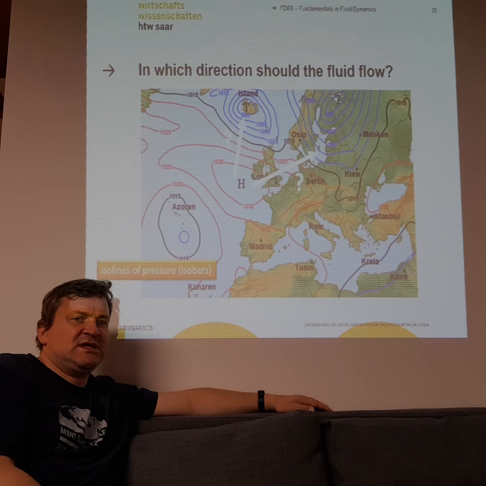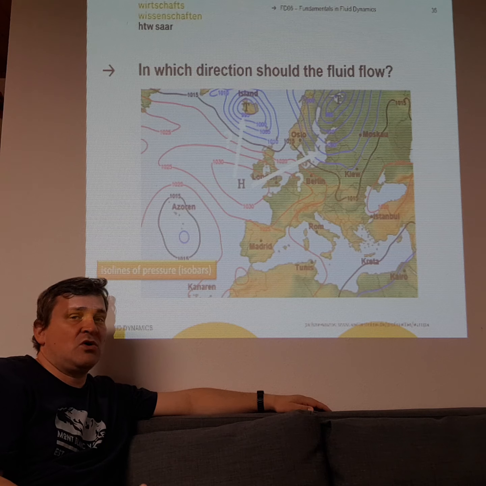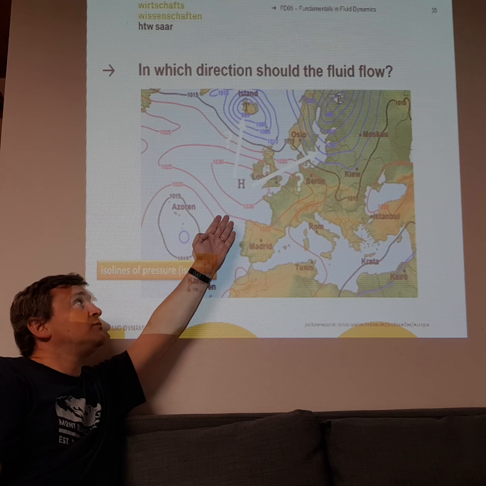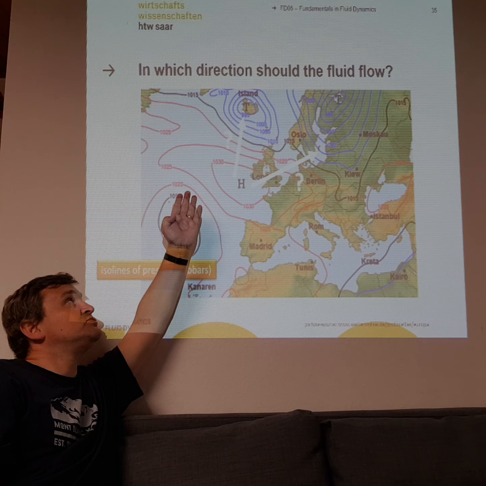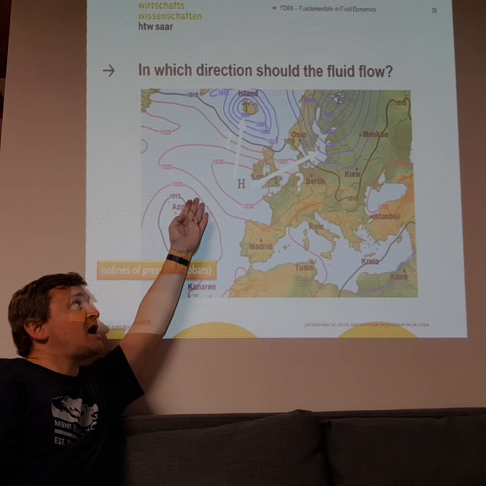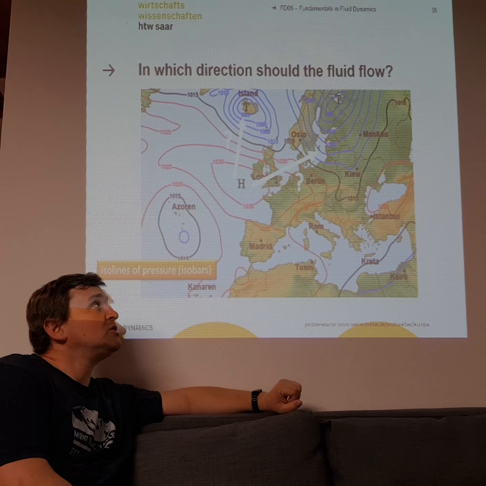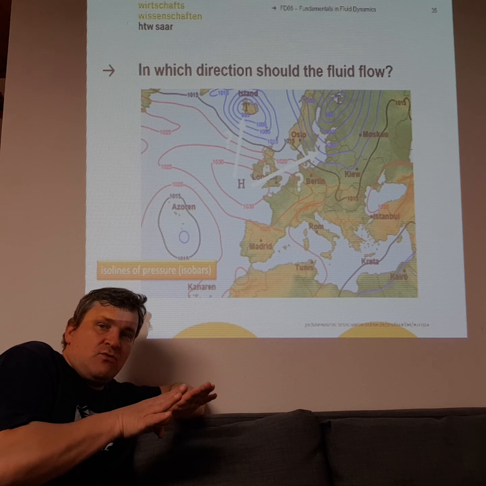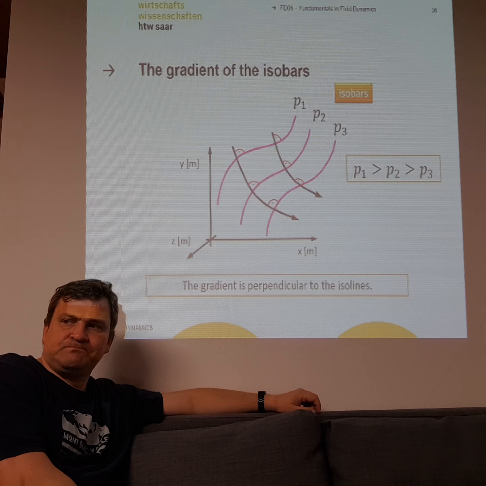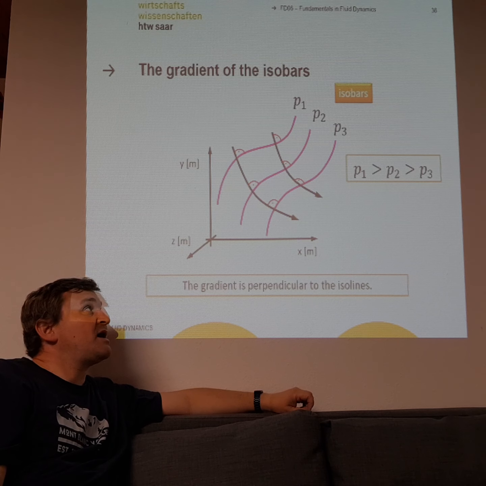But what happens if we not only have one direction of the fluid flow, if we have more directions? For example, one amount of air will go from this high pressure region over England to Iceland, and the other fluid flow will go from this high pressure region into the direction of Russia, into the direction of Moscow, to the low pressure region there. If we divide our fluid in two different directions, how can we calculate this? And for the formulation, we need these so-called isobaric lines.